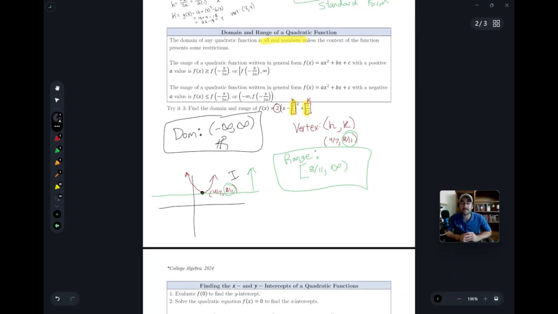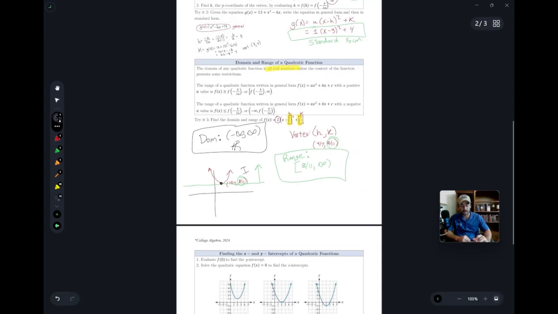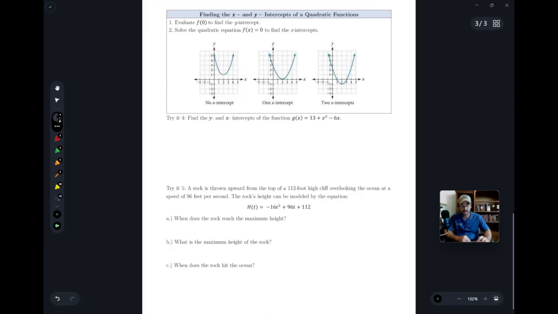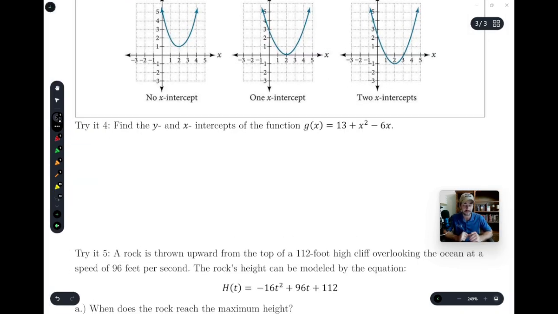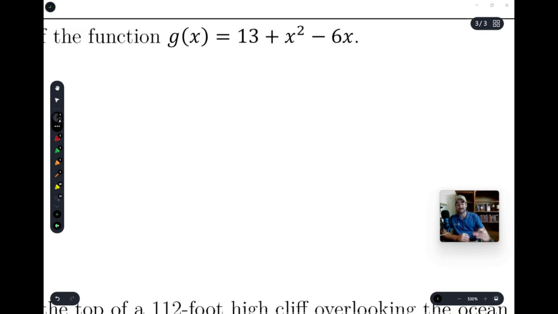If it were facing down, if it were negative, we would have started at negative infinity and worked our way up till we got to the vertex. Next thing they're going to ask us to do is find x and y intercepts, which you already know how to do because you've been working on these quadratics for a long, long time. You know the 3 different ways to solve them. I think they gave us a quadratic formula here, so we're going to have to do a little review, which is a good thing.